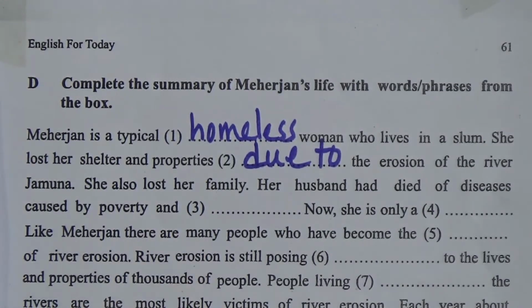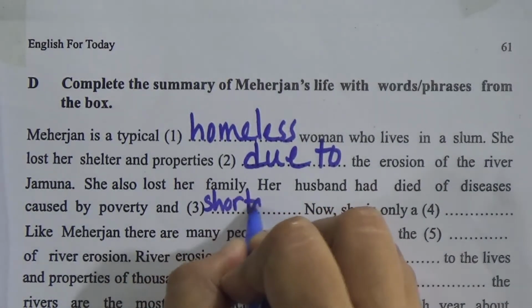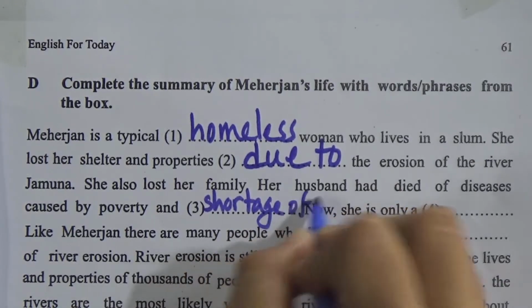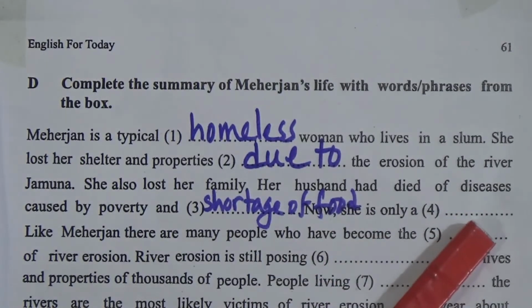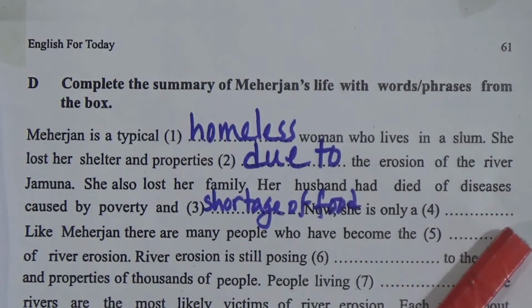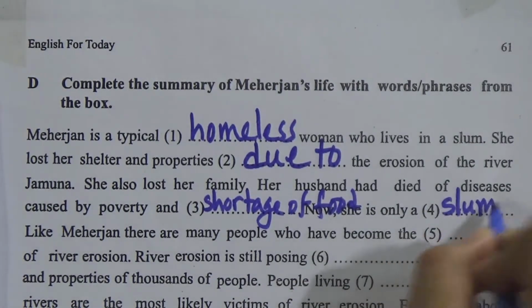Yes, you are right. We know that her husband died because of poverty and hunger. So it will be shortage of food. Now she is only a dash. So what do you think? Where does she live? Yes, in a slum. So now she is only a slum dweller. But once upon a time she had everything.